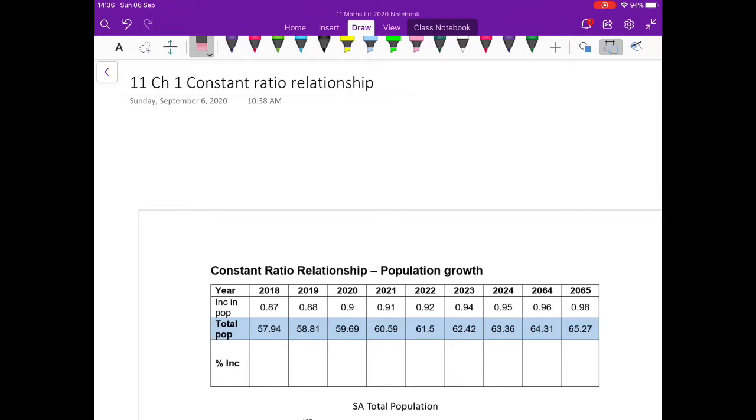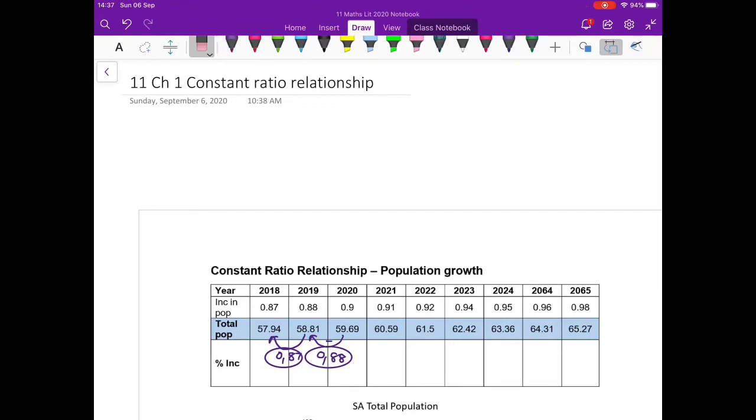In grade 10, when we looked at relationships, the first relationship we spoke about was where there was a constant difference. In other words, you had to subtract this way, 58.81 million minus 57.94 million, and you would have got a value of 0.87. Then you would go 59.69 million minus that, and there you would get 0.88. As soon as these two were not the same, you realize that there's no constant difference.